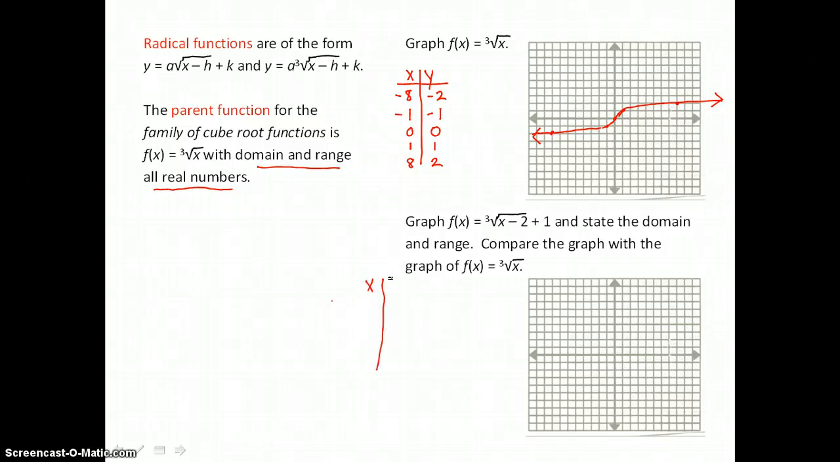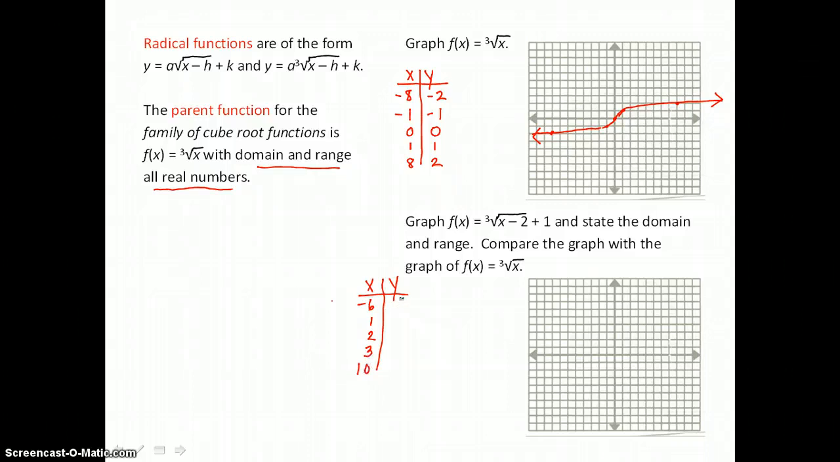And I'm going to choose those x values carefully again. I want to take the cube root of negative 8, so I'll let x equal negative 6. I want to take the cube root of negative 1, so I'll let x equal 1. I want to take the cube root of 0, so I'll let x equal 2. I want to take the cube root of 1, so I'll let x equal 3. I want to take the cube root of 8, so I'll let x equal 10.